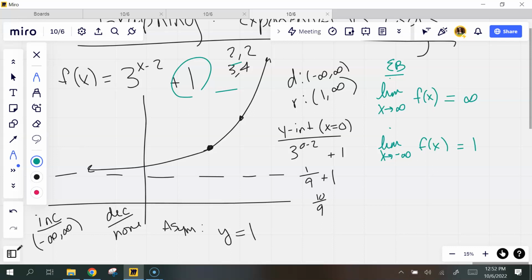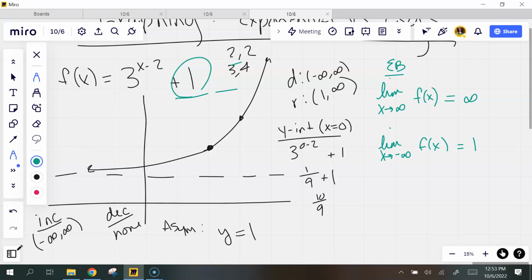It's approaching the asymptote. I picked 2 points to plug in here that would be easy to plug in. 2 was easy because that'd give me an exponent of 0. 3 was easy because that would give me an exponent of 1. Plus 1.